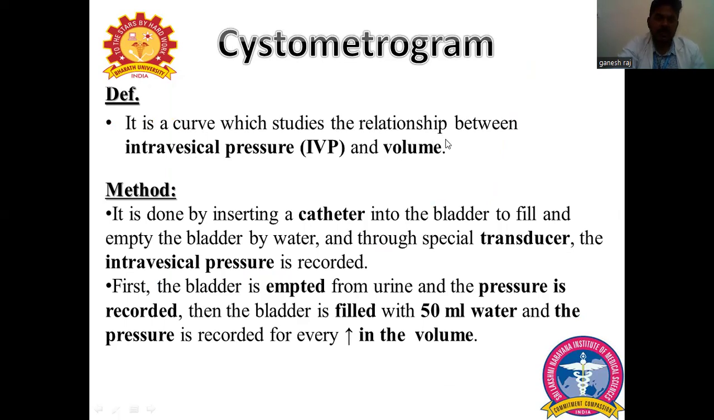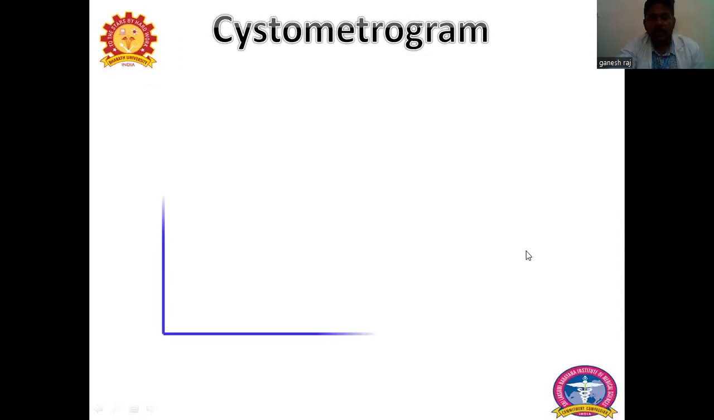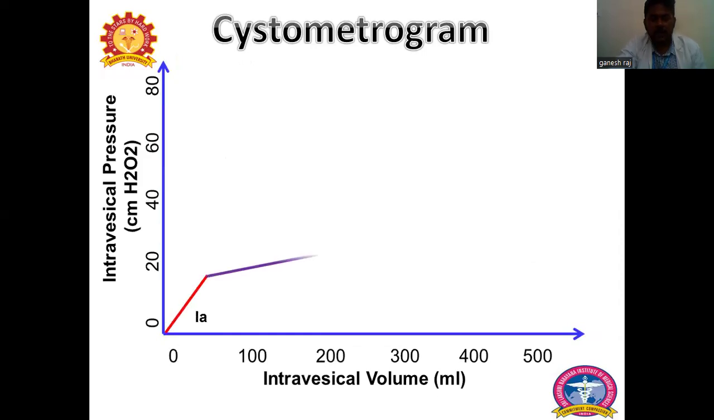Okay. So how this method is done is, first they will insert a catheter into the bladder. Through the catheter, they can infuse saline water into the bladder, and they have kept a special transducer also inside the bladder. So when the bladder is filling with water, the pressure will increase inside the bladder. That can be studied using this transducer. So when they did this experiment, they found three phases: phase 1A, phase 1B, and phase 2.